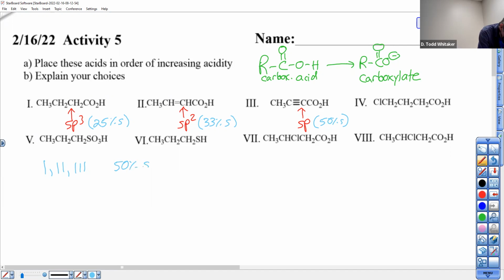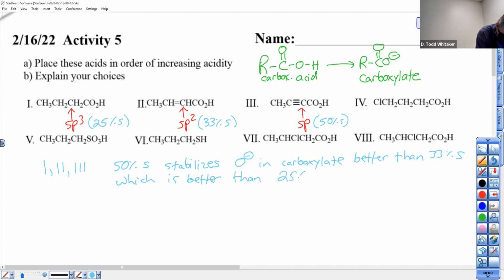50% S stabilizes O- in carboxylate better than 33% S, which is better than 25% S.